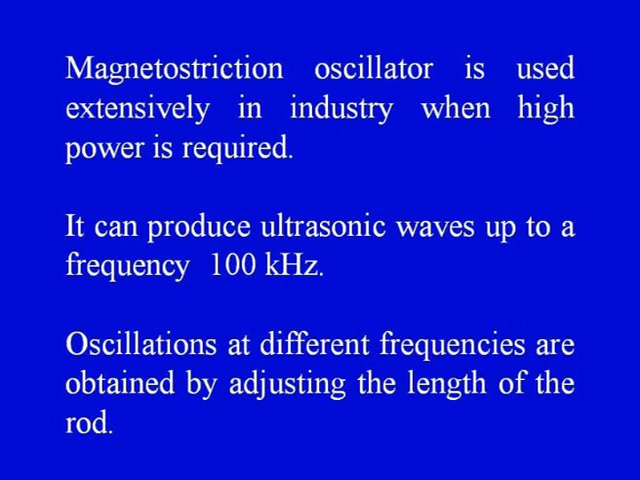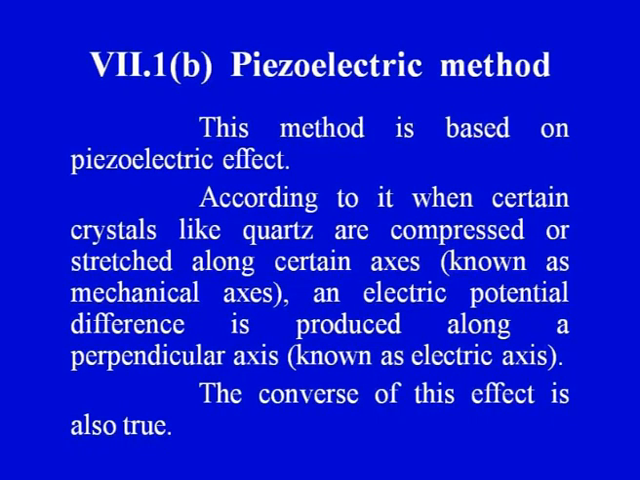Magnetostriction oscillator is used extensively in industry when high power is required. It can produce ultrasonic waves up to a frequency of 100 kilohertz. Oscillations at different frequencies, if you want to vary the frequency, can be obtained by adjusting the length of the rod. Piezoelectric method. This method is based on piezoelectric effect, which is a reversible effect and represents a linear electromechanical interaction.